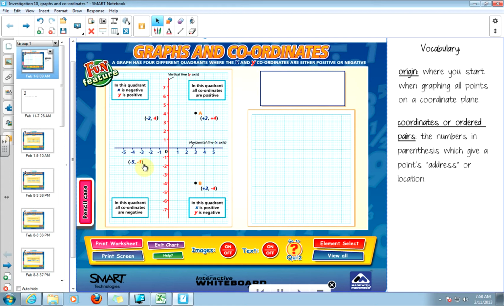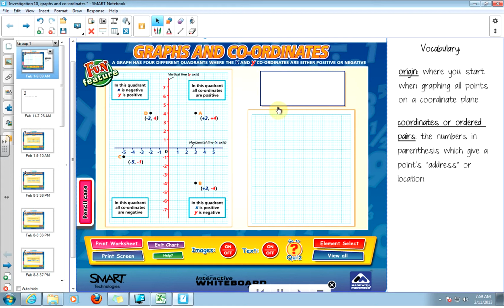Over here in this quadrant, we have negative 5, negative 1. So we're going to go left, negative 5, and then down 1 to find point C. In this quadrant, we have negative 2, positive 4. So we're going to start with X. We're going to run negative 2, and then jump positive 4. 1, 2, 3, 4, and we have found point D.